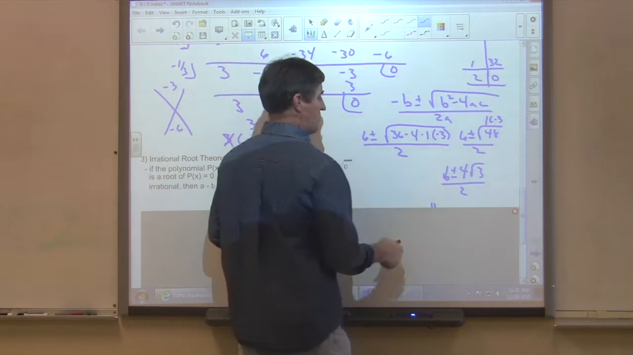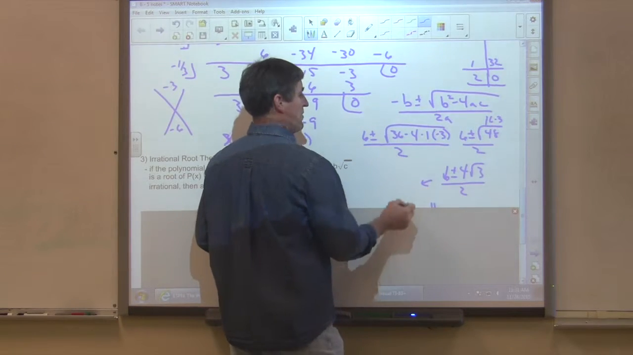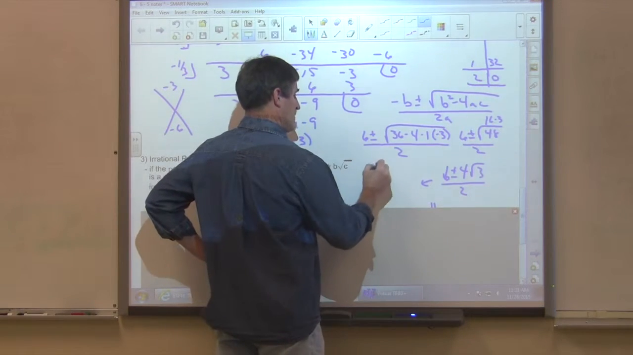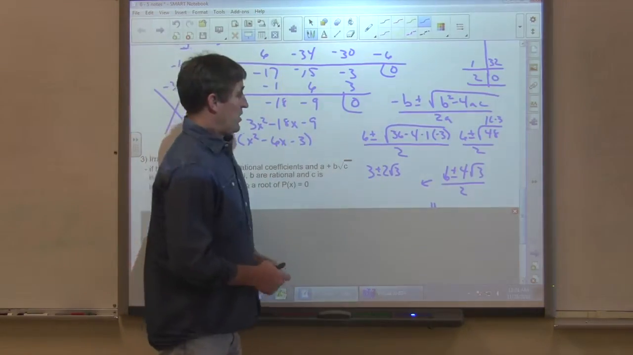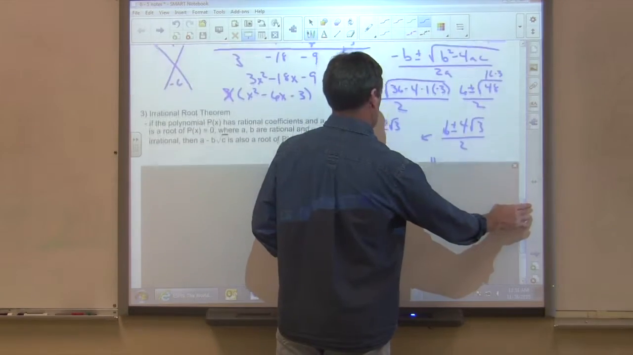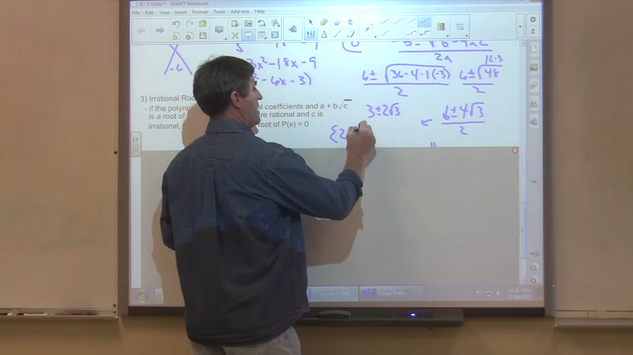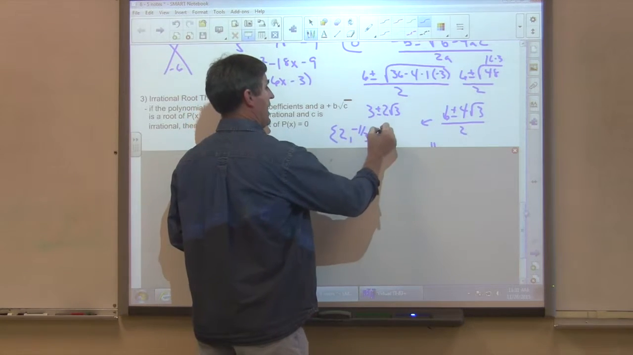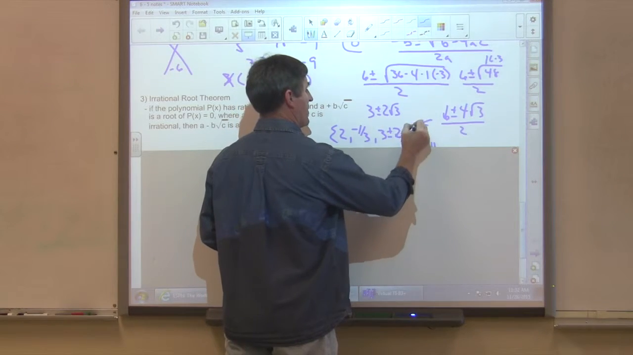And then since 2 goes into everything, 2 goes into 6 3 times, plus or minus 2 square root of 3. So if we go back up here, our solutions are 2, negative 1/3, and then 3 plus or minus 2 square root of 3.